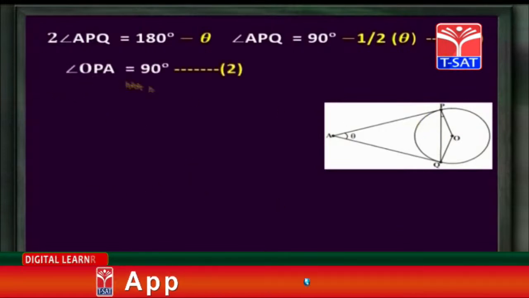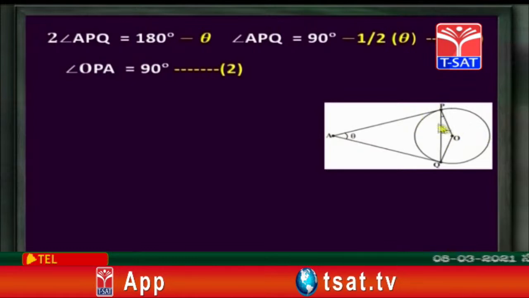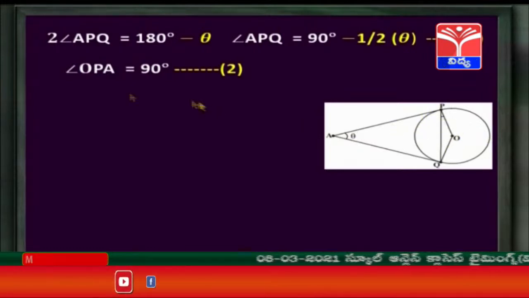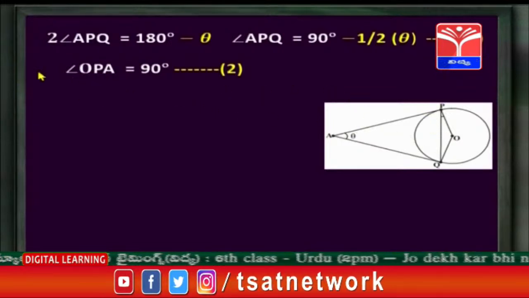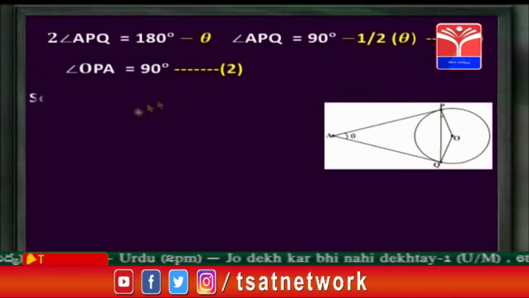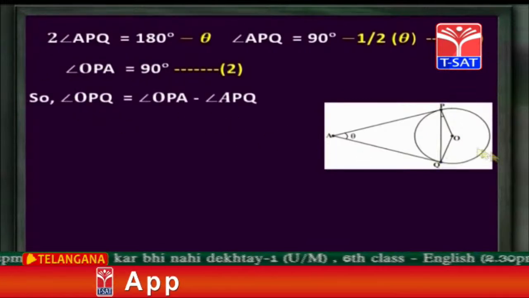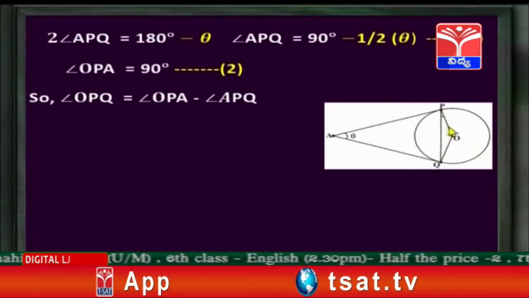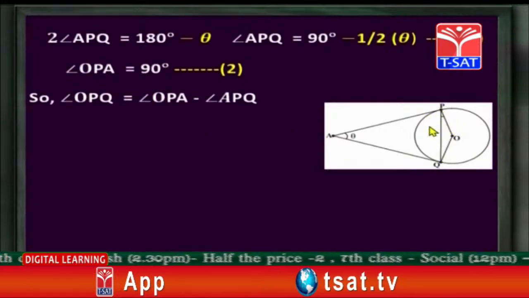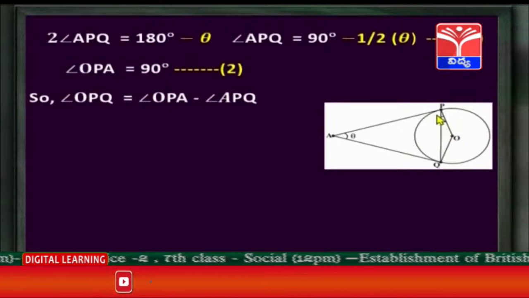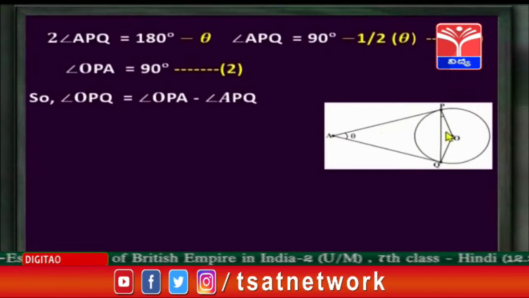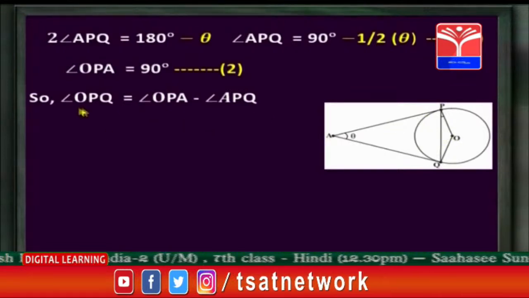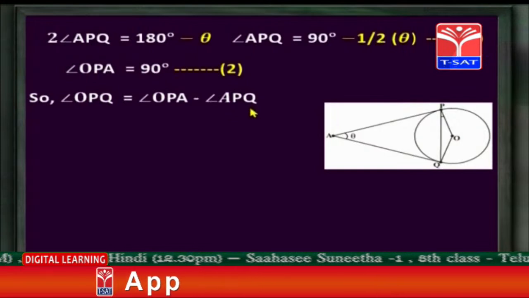Now, OPA is equal to 90. How is OPA 90? Because OPA is an angle at the point of contact, right? We know that the angle at the point of contact with the radius is always 90 degrees. So, we can say OPA is equal to 90 degrees. So, OPQ is equal to the total angle minus APQ. So, I can write OPQ is equal to OPA minus APQ.